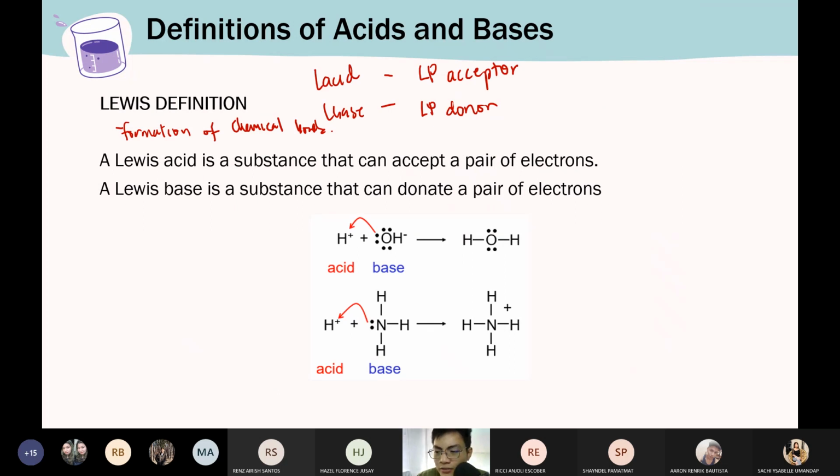Then lastly, for the Lewis definition, kung sino yung nag-donate ng lone pair, siya yung base. Kung sino yung tumanggap ng lone pair, siya yung acid. And upon the transfer of lone pairs, you form chemical bonds. That's why this is most commonly used in organic reactions. Okay, so yun lang.